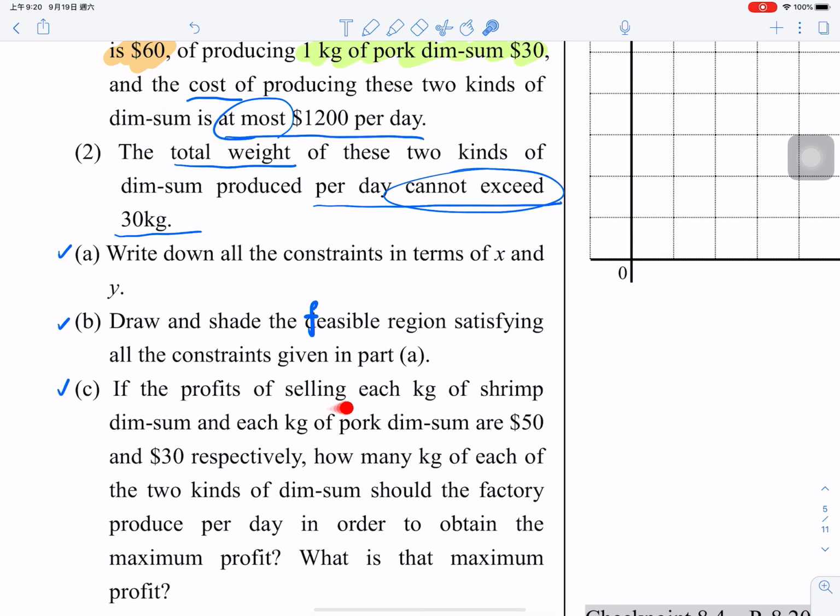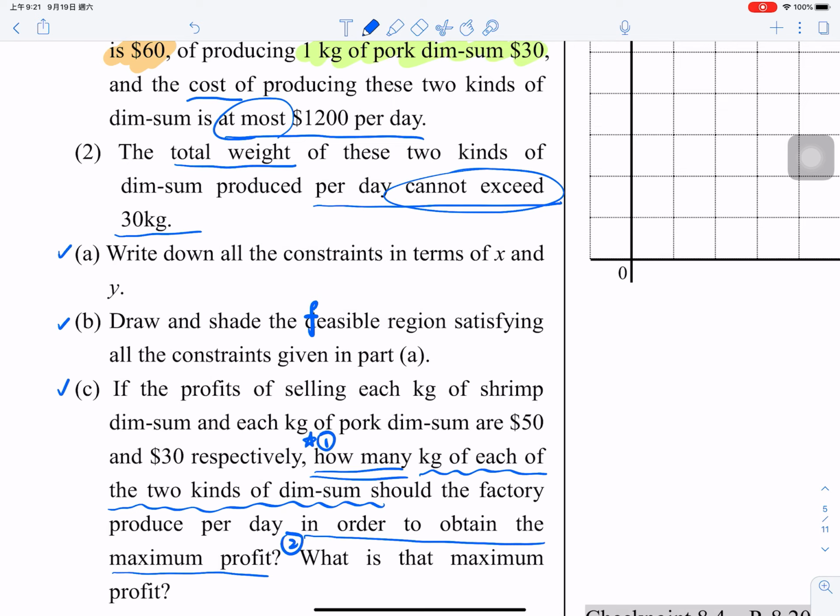Next, part C. If the profits of selling each kilogram of spring dim sum and each kilogram of pork dim sum are $50 and $30 respectively, how many kilograms of each of the two kinds of dim sum should the factory produce per day in order to obtain the maximum profit? That means, how many kilograms of each dim sum should be produced? This one is the question. And the second question, what is the maximum profit? Let's see part A. Write down all the constraints first.